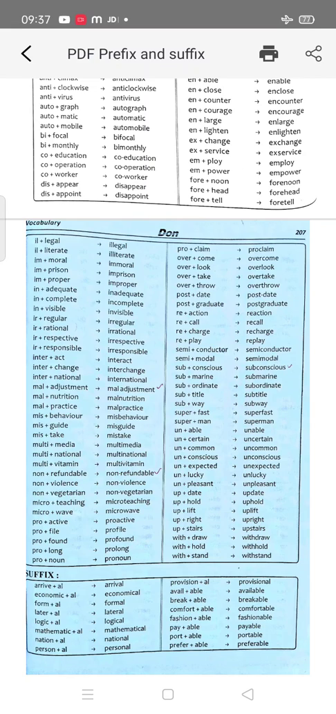Come, overcome. When you add over before look, it will become overlook. Take, overtake. Throw, overthrow. Date, post date. Graduate, post graduate. When you add post before graduate, it will become postgraduate.